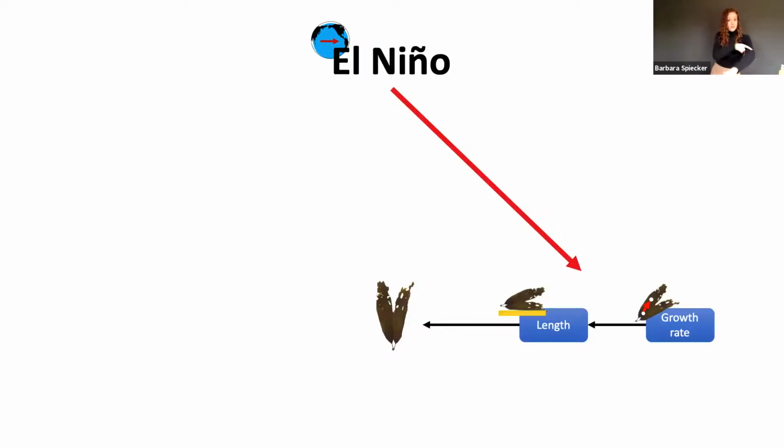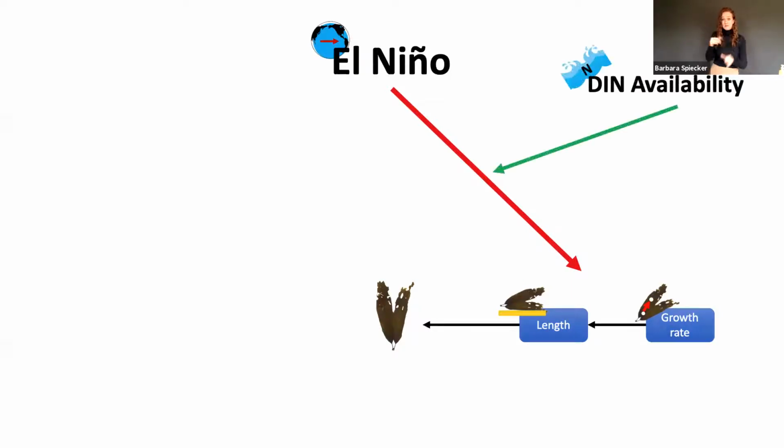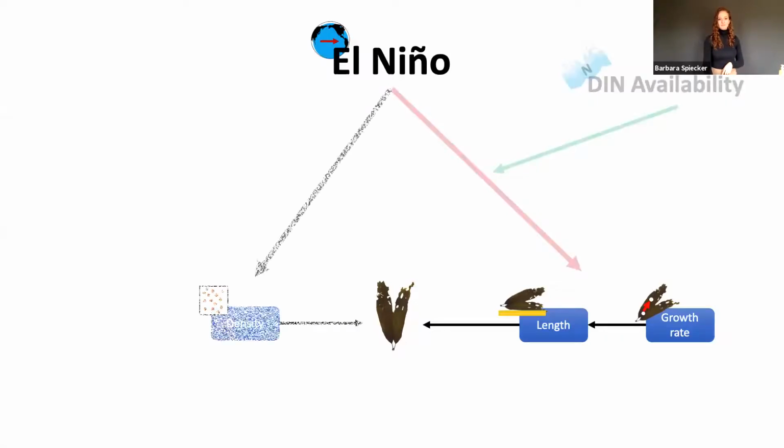So what I found was that El Nino had negative effects on length and growth rate. However, these two metrics were higher in Southern Oregon, and I'm suggesting that that could be driven by higher DIN availability in the environment. So now let's look at a different metric, shifting our attention to the density of Hedophyllum sessile.